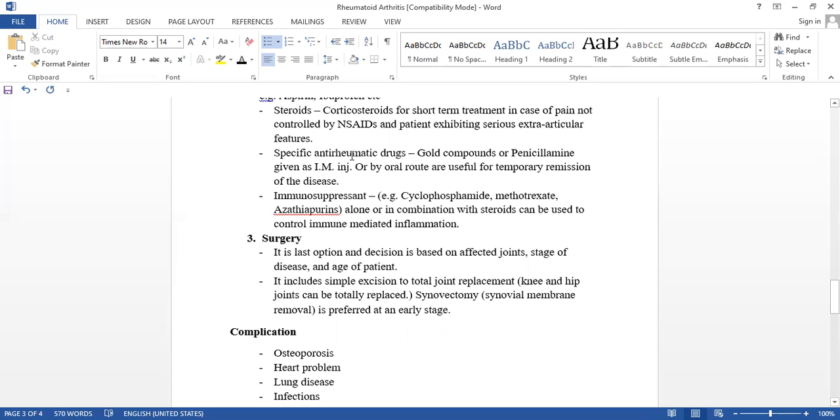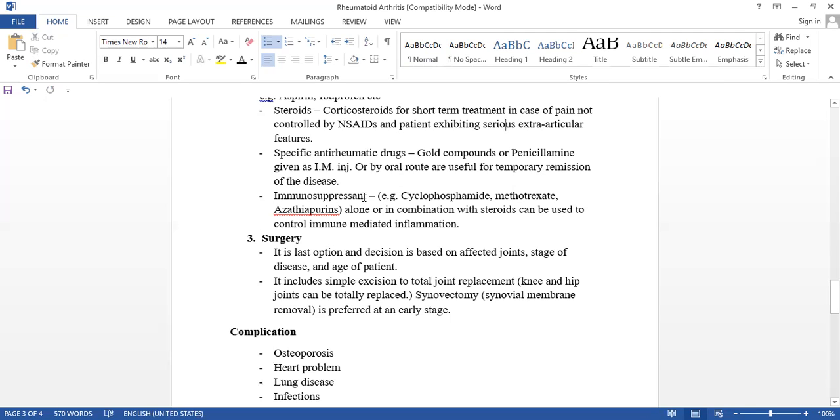Specific anti-rheumatic drugs, that is the gold compounds or penicillamine, given as intramuscular injection or by oral route, are useful for temporary remission of the disease. Temporarily we can give orally, or otherwise if it is severe, then give the intramuscular injection.